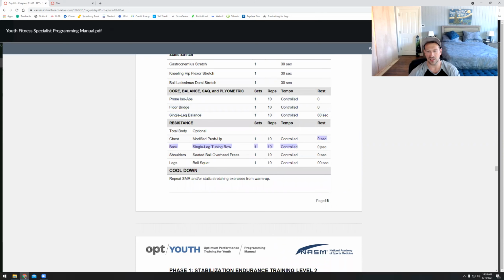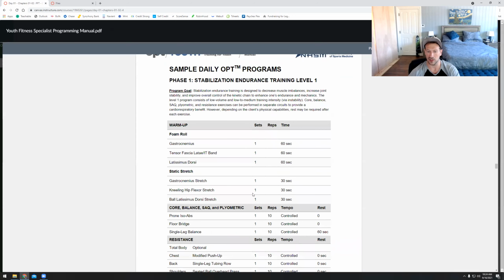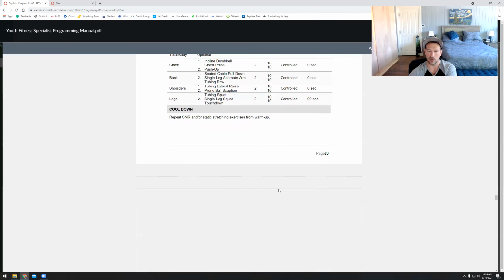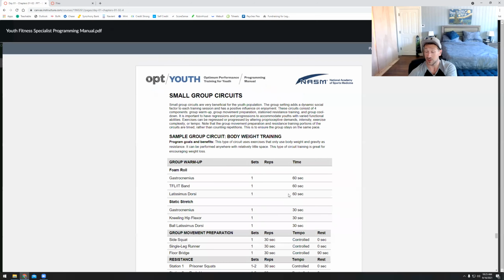And then you can see this is also a circuit, right? Modified push-up, single leg row, overhead press, ball squat, 1 set of 10 repetitions. Slow tempo for all those, 0 to 60 seconds rest. You could also optionally throw in a total body exercise in there as well. And then for your cool down, repeat the SMR and the static stretches that you did earlier. Super basic. Very simple routine, but it does have some example versions in there. And so I don't know how many examples there are, but there's a good number.